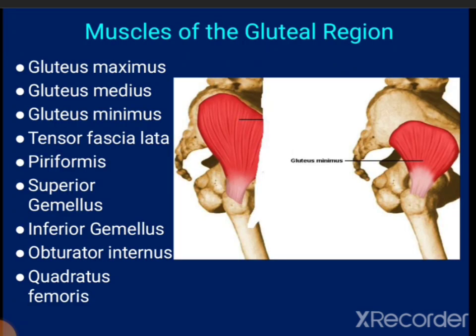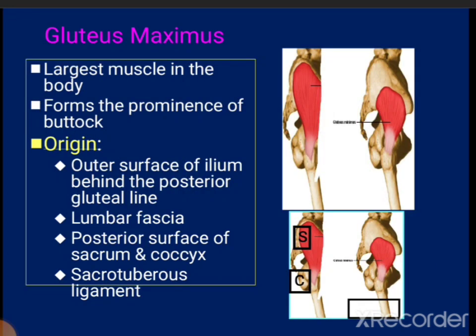The muscles of the gluteal region include the gluteus maximus, medius, minimus, tensor fascia lata, piriformis, superior gemellus, inferior gemellus, obturator internus and the quadriceps femoris. The gluteus maximus is the largest muscle of the body. It forms the prominence of the buttock.